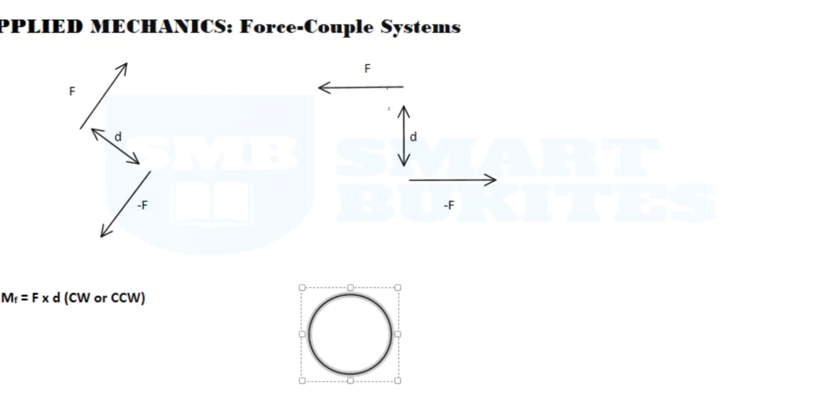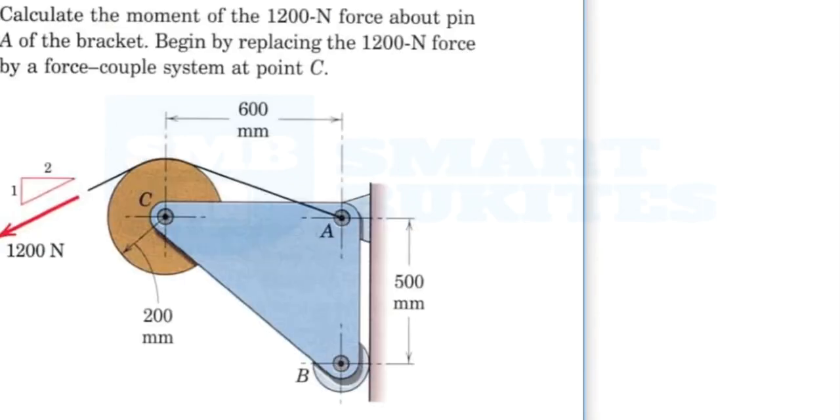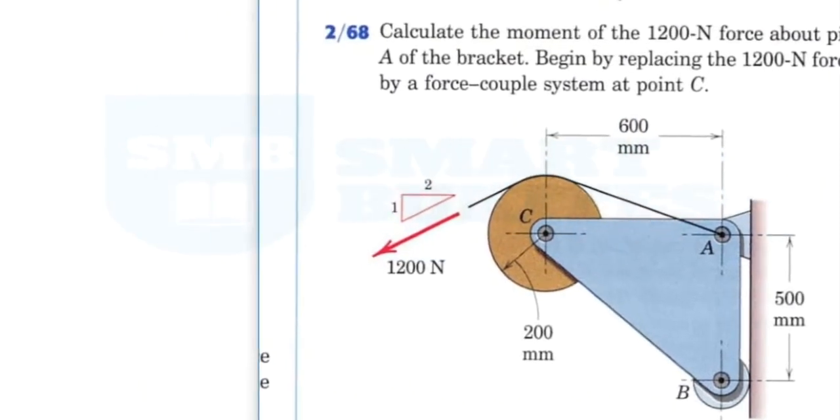So let's take an example. We're asked to calculate the moment of the 1200 Newton force about pin A of the bracket, and we should begin by replacing the 1200 Newton force by a force couple system at point C. Now we can see that this force is not straight, it's going in this direction, and we're given a small triangle to indicate the angle to the horizontal or the vertical. It depends on which one we decide to use.